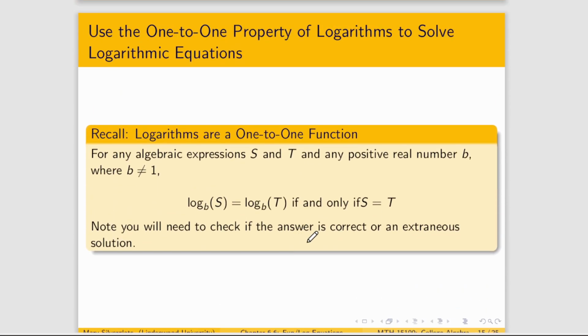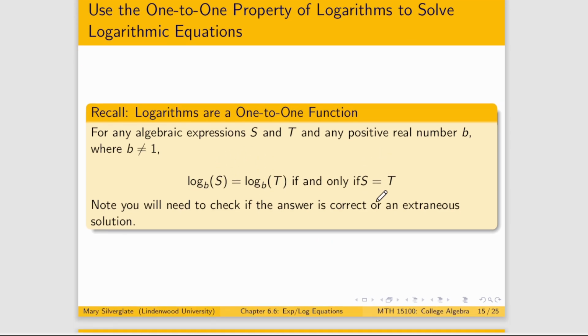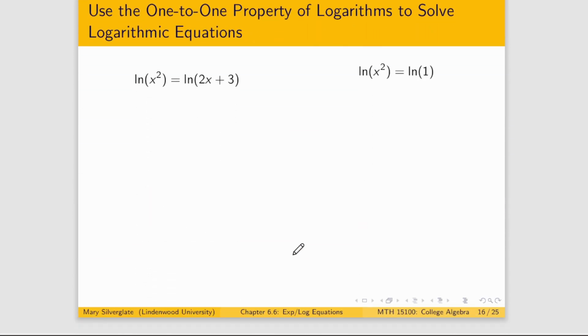You also could use the one-to-one property of logs just like we use the one-to-one property of exponents, and that means if I have log of the same base of something equals log of the same base of something else, I can set those two somethings equal to each other. So that in particular is what I'm going to exploit in a problem like this. If I have the natural log of x squared is equal to the natural log of 2x plus 3, then it better be true that x squared is equal to 2x plus 3.